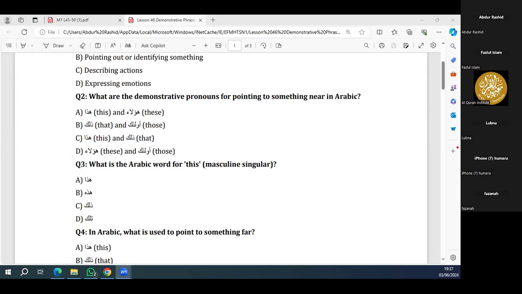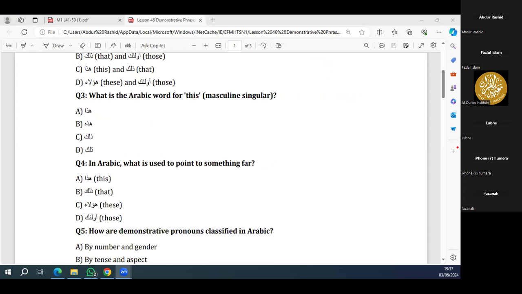They all got A. A is correct. Inshallah, they would be right. Good. Number 3, please. What is the Arabic word for this, masculine singular? Hadha, hazihi, dhalika, tilka. Make sure everyone please answers, okay? Okay, we got A as usual. Everyone? Yes, we've got all A.